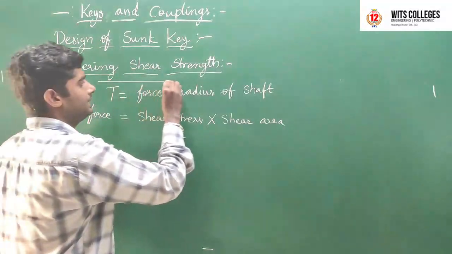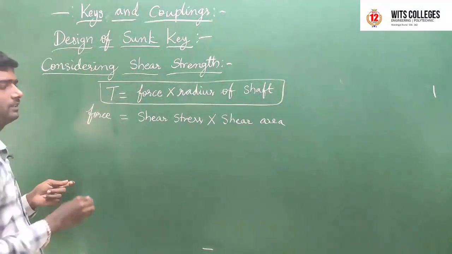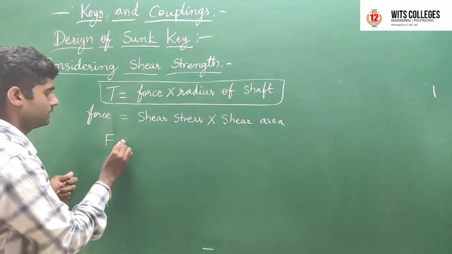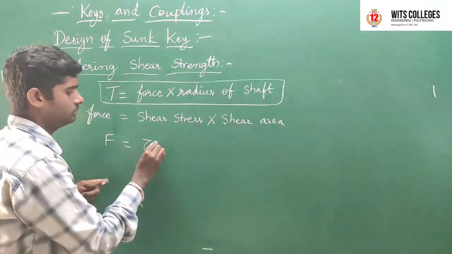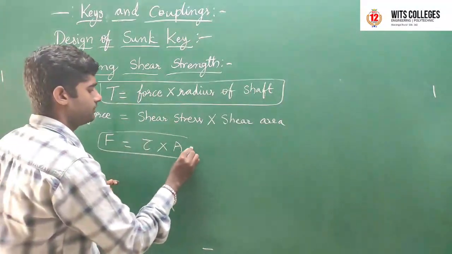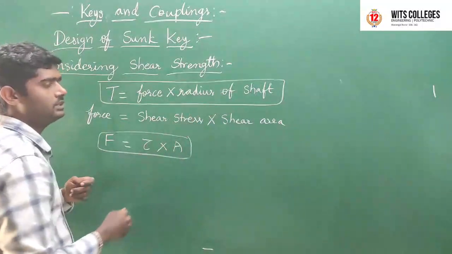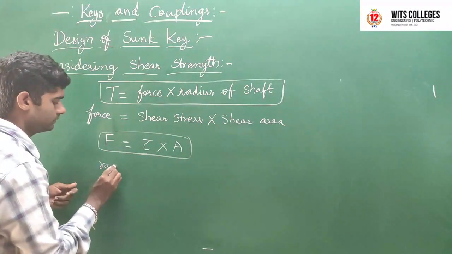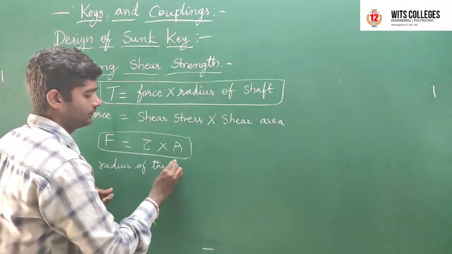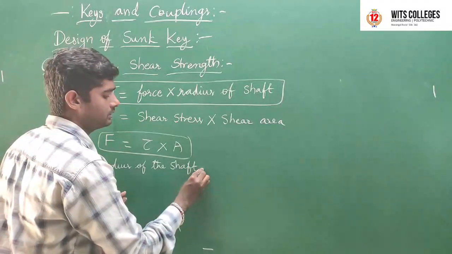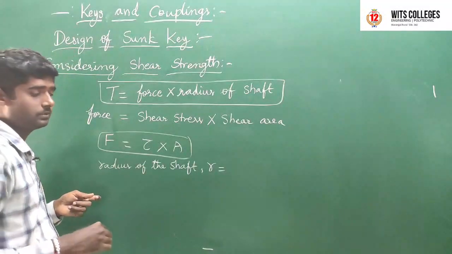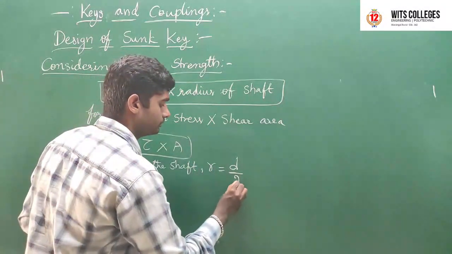Okay, first T is equal to force into radius of the shaft. Force is denoted by F is equal to shear stress tau into shear area A. Next, the radius of the shaft is denoted by R, small r or capital R. R is equal to D by 2.